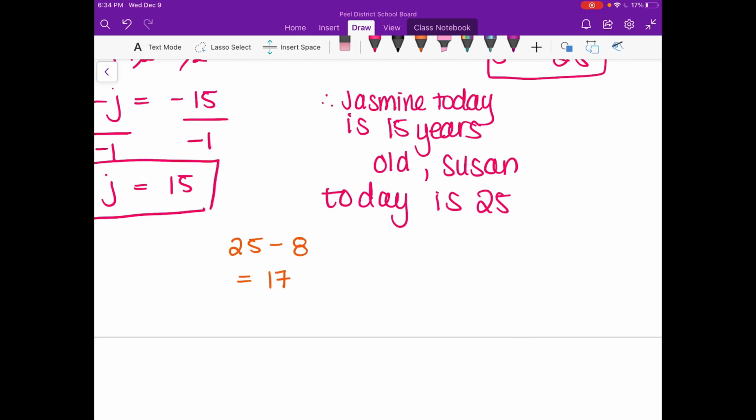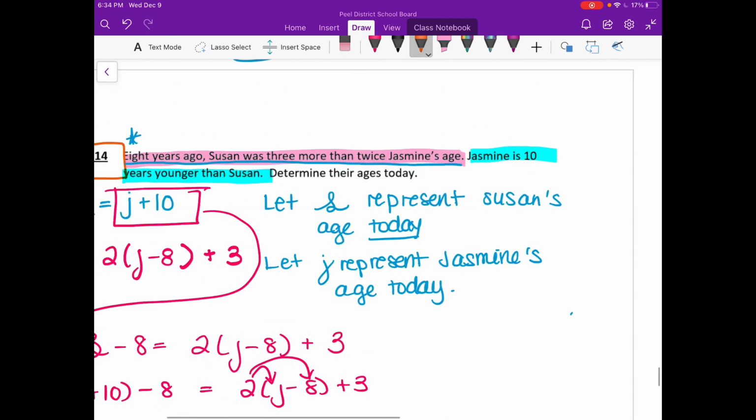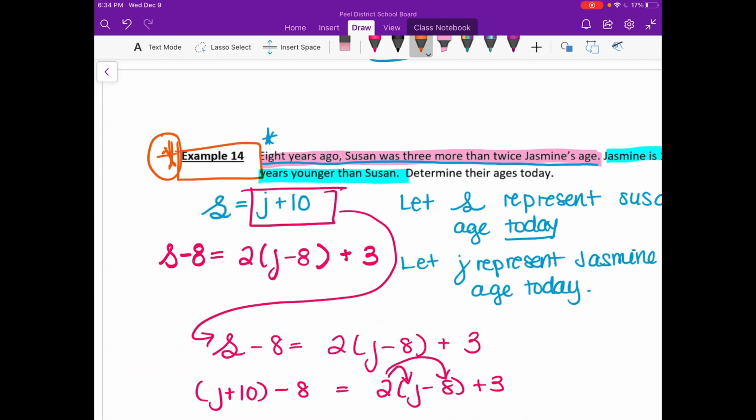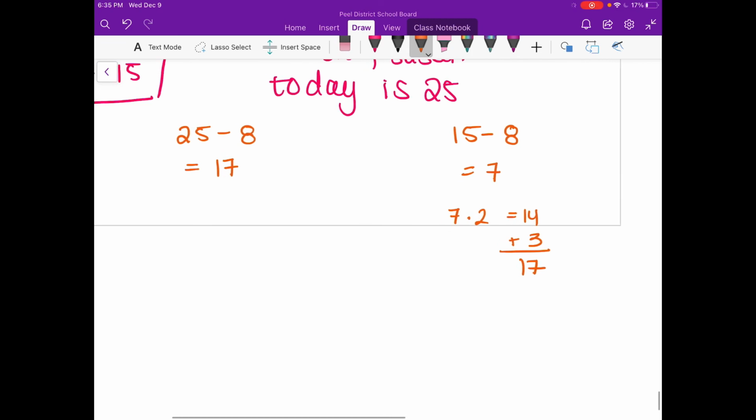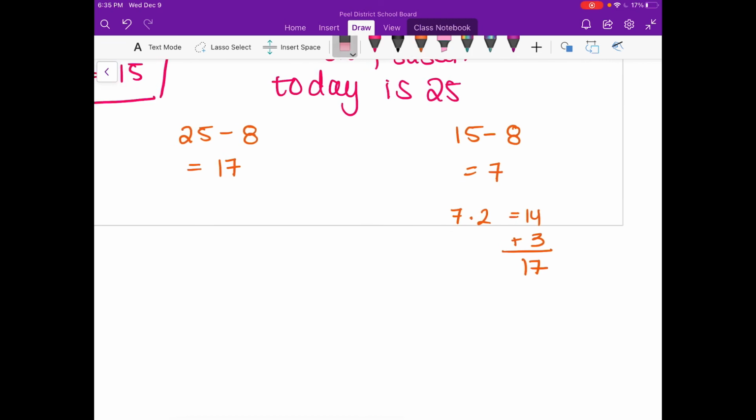I did something wrong here, guys. Sorry, I apologize. So we did 15 minus 8. This was 8 years ago. So 15 minus 8 would be 7, right? So 7 multiplied by 2 is equal to 14 plus 3 gives us 17, right? Because we know that Susan, 8 years ago, was 2 times Jasmine's age plus 3. So 7 times 2 plus 3. And that's how I would check.